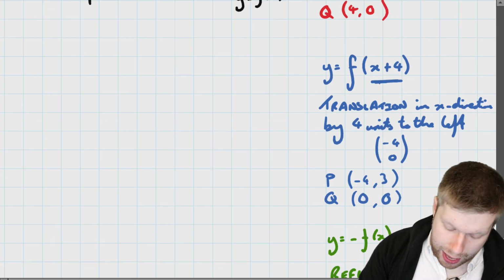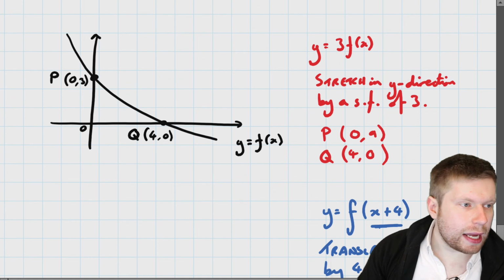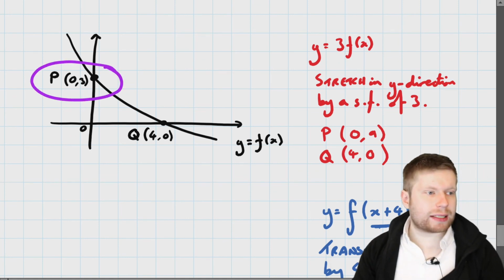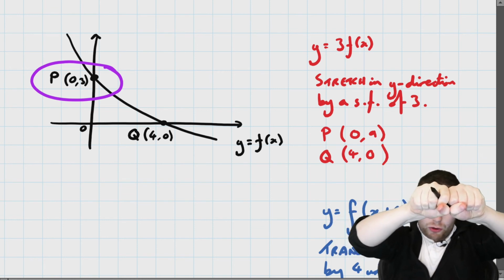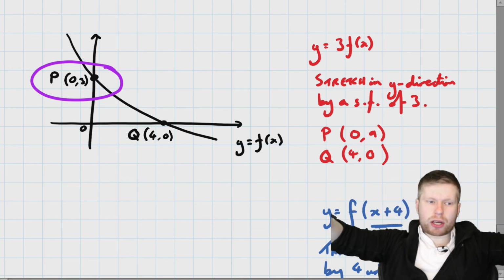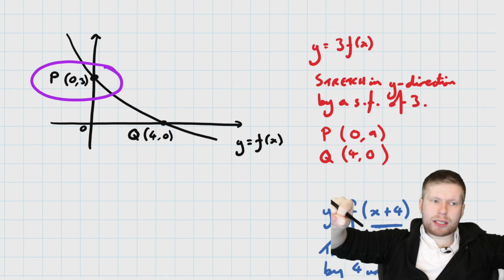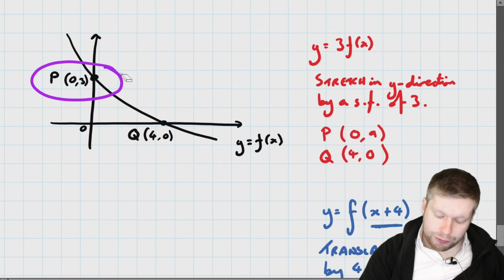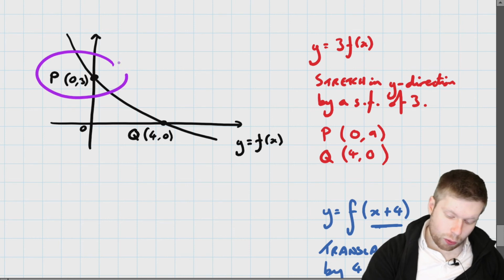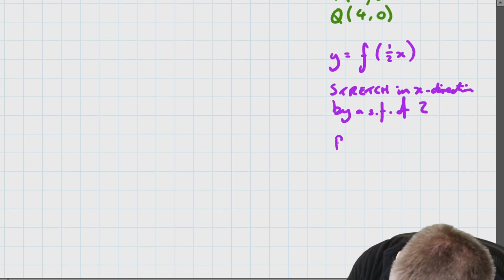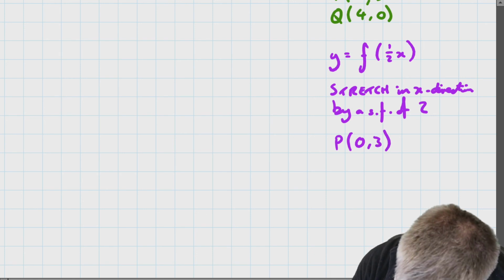So what does that mean on the original graph? Anything that's currently sitting on the y-axis is not going to change. I'm literally just grabbing the graph and pulling it outwards on each side of the y-axis by a scale factor of 2. So anything sitting on the y-axis, such as P, is not going to change. P is going to remain fixed at 0, 3.